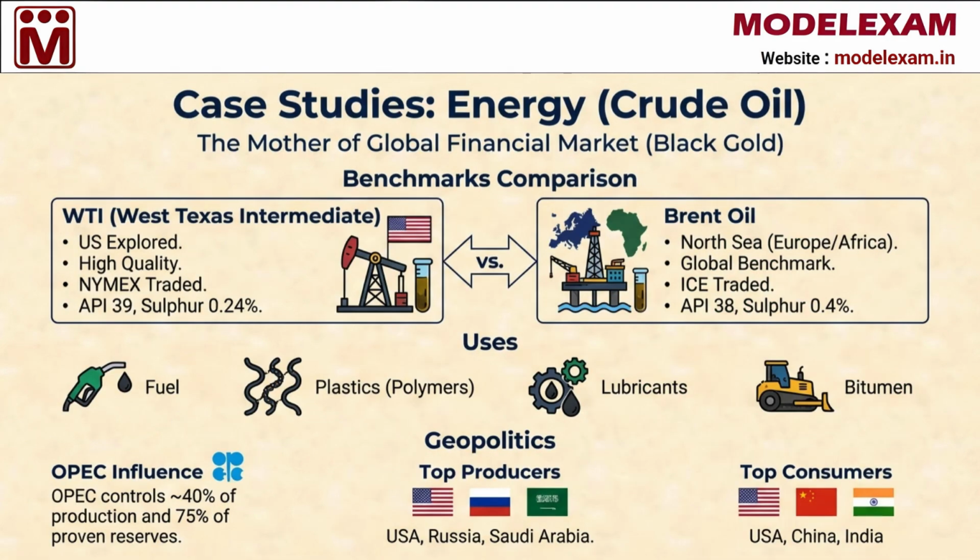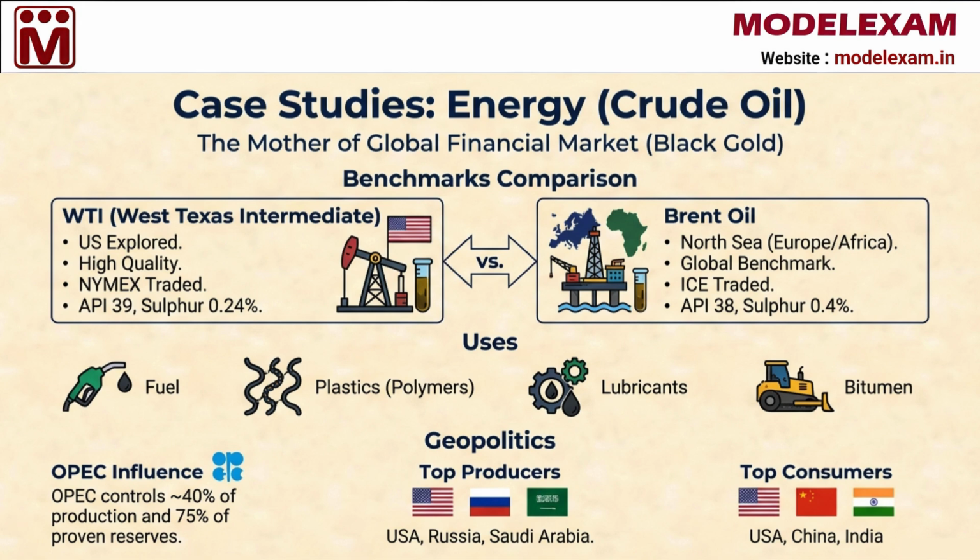Now, let us look at the energy sector, specifically crude oil. This is often called the mother of global financial markets or black gold. There are two main benchmarks you need to know. WTI or West Texas Intermediate is explored in the US. It is high quality with a sulfur content of 0.24% and trades on NYMEX.